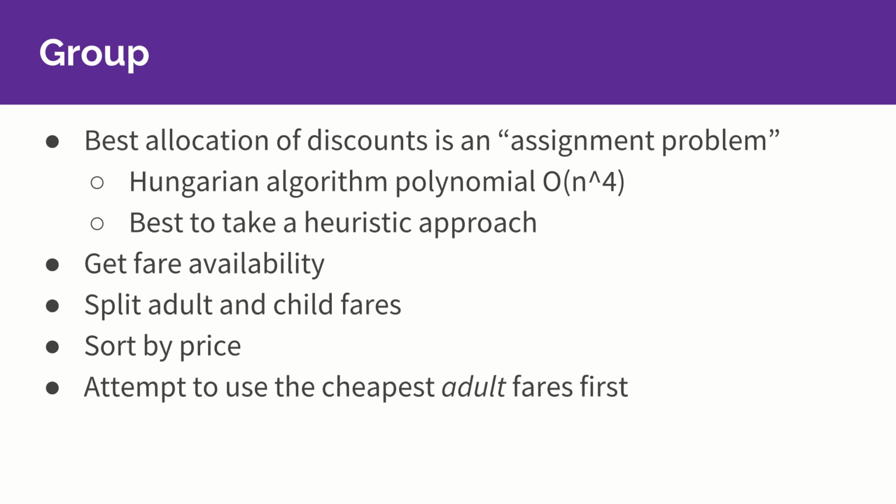You could use either one, and let's say you use the child fare and that saves you £1. Using the adult might save you £10. So the best thing for the overall passenger set would be to use the rail card on the adult rather than the child. That's why at the very start I split the adult and the child fares, because I am trying to maximize the amount of discount I can get while still using the cheapest fares possible.